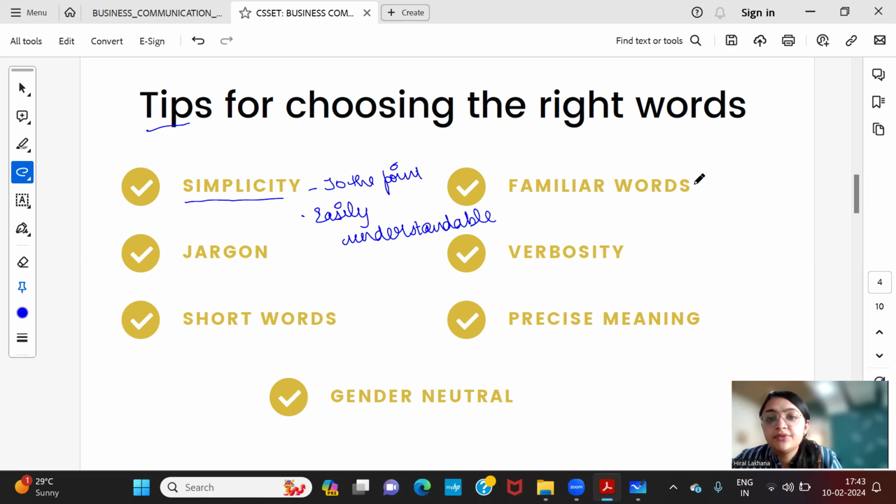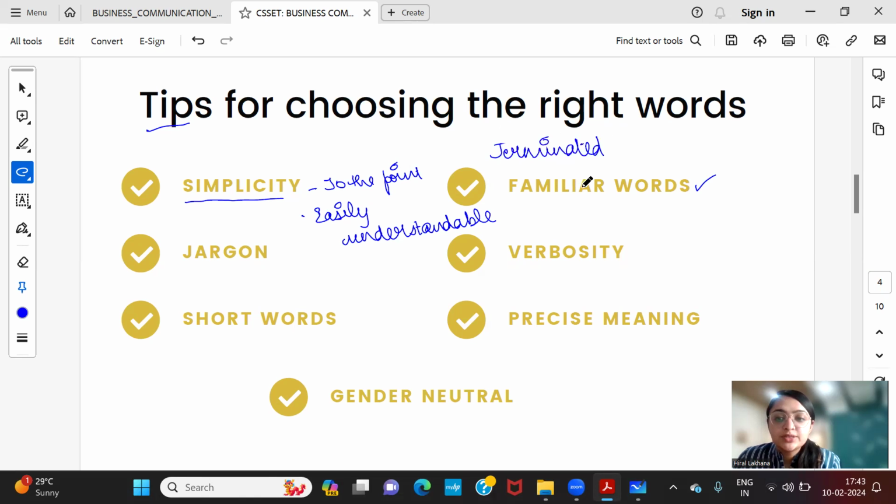Next one is familiar words. So what do we say when we mean familiar words? So familiar words are those which are commonly used in any conversation. So say, for example, if in a formal setup, if we want to say that the contract has ended, we would say the contract has terminated.